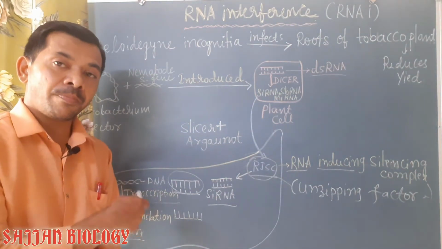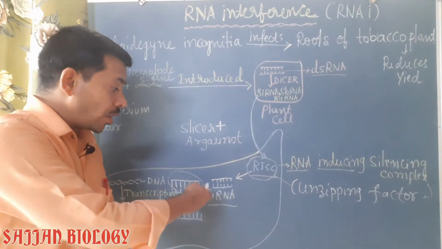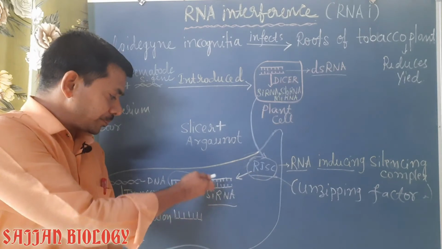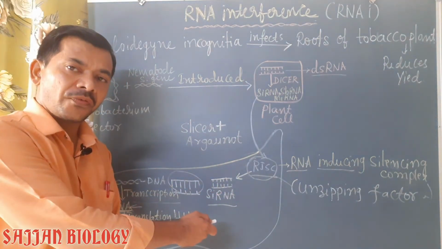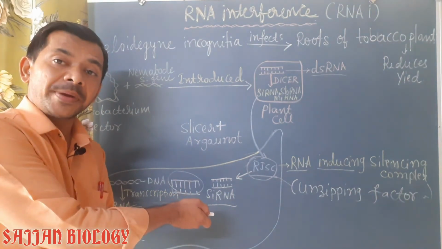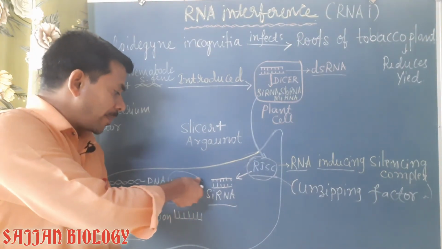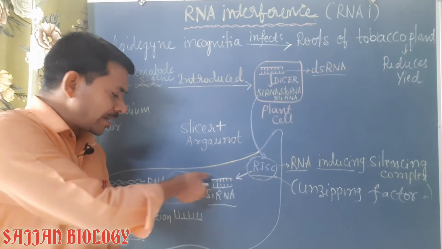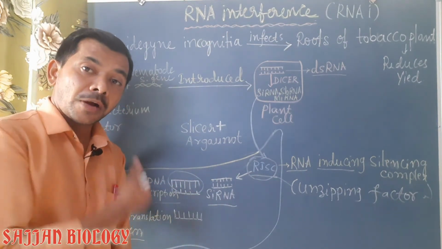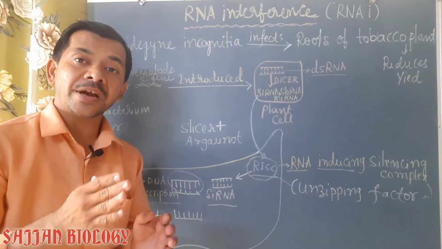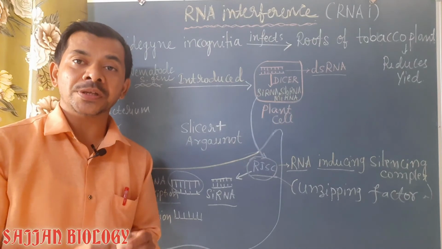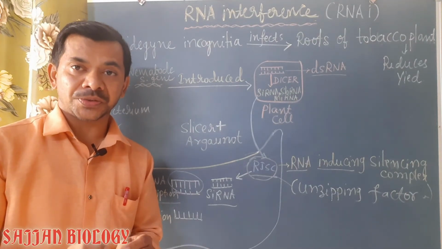In the normal process, the mRNA would be single stranded. But the RISC factor identifies the single strand mRNA for complementary purposes. So when that mRNA becomes complementary, it becomes double stranded. Hence the complete process of translation stops and the worm dies. This is the RNA interference concept.